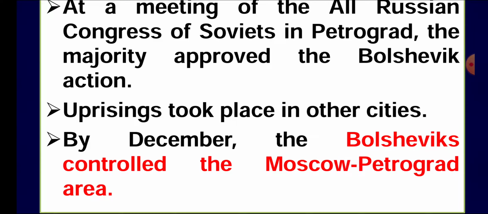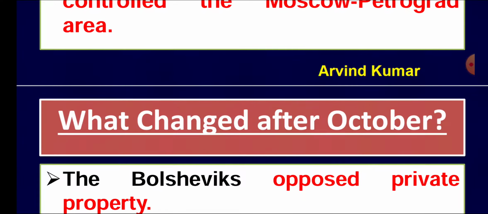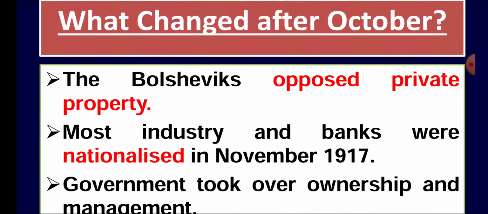The Bolsheviks controlled the Moscow and Petrograd areas by December. In a few days only, they controlled entire Russia. The Bolshevik Party, as I told you, was renamed as the Russian Communist Party.